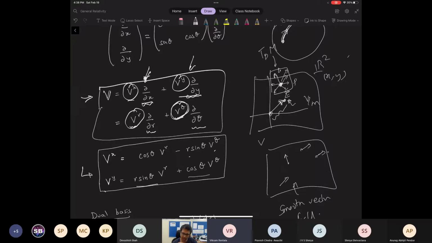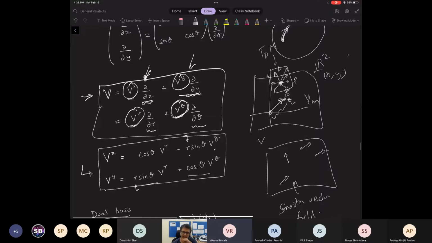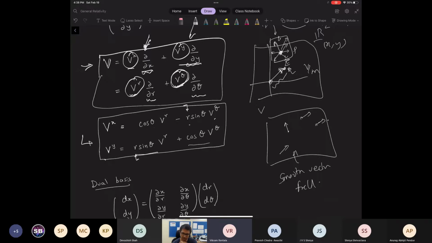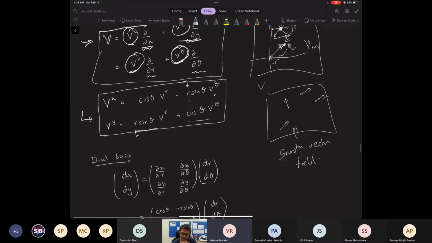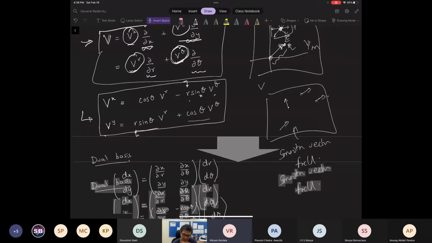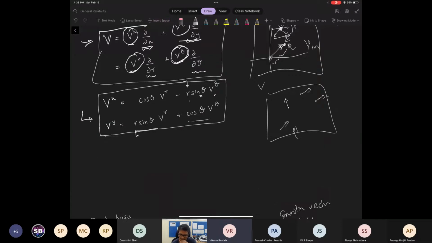Again, except for this factor of r, it kind of looks like a rotation that you're performing on the Vr, V theta coordinates to get the Vx, Vy. And it's a rotation by minus theta. So I've rotated my basis, and so my basis coefficients appear to rotate by minus theta if my basis rotates by theta, to keep the vector the same.